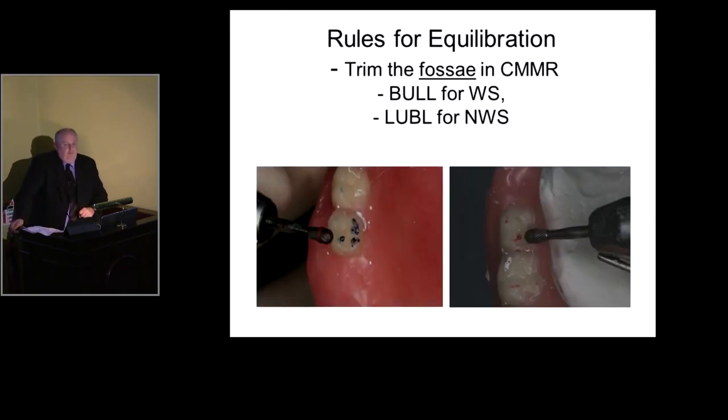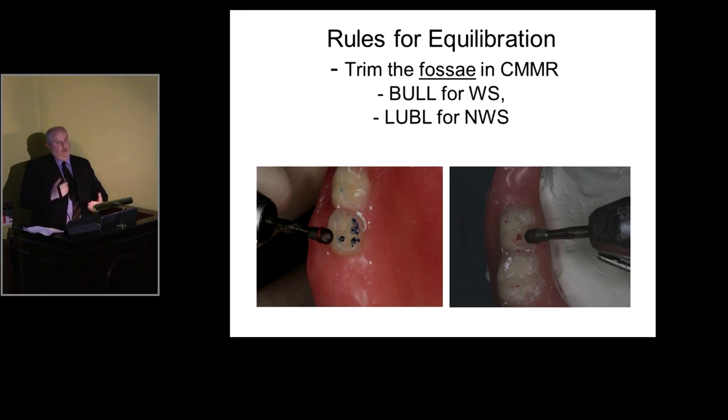So what's the rule for equilibration? Where do I adjust? The red dot or the blue dot? It doesn't matter what color the dot is, it matters where the dot is. So in centric, Paul spoke about centric and MIP and that. In centric in dentures, going straight up and down, you adjust the fossa, only the fossa.